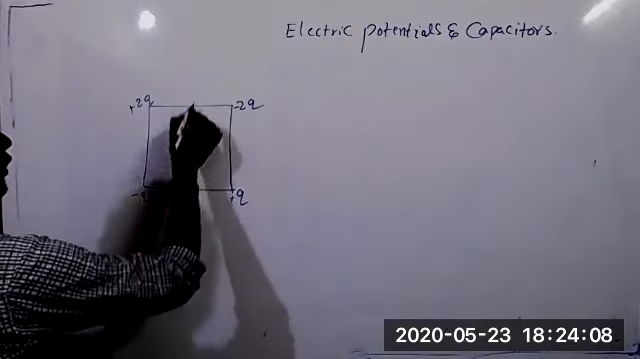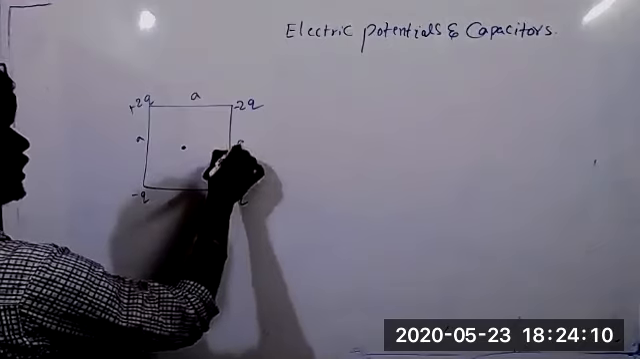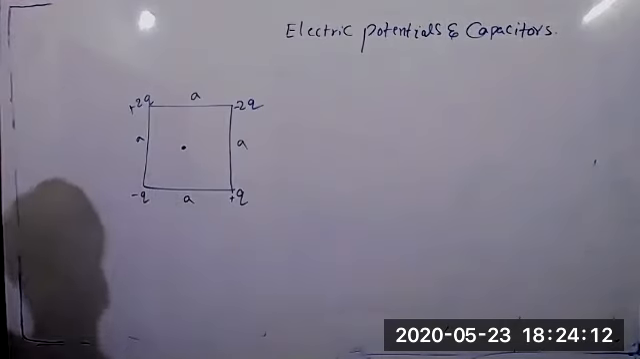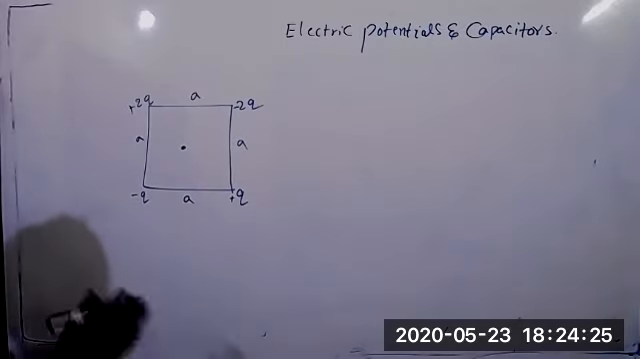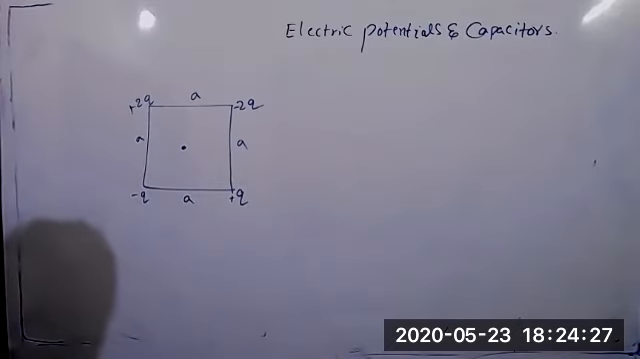Calculate potential at the center of the square. What will you do? Four identical charges, like four charges they have given. Find the potential at center. If you want to calculate potential, what can we do?